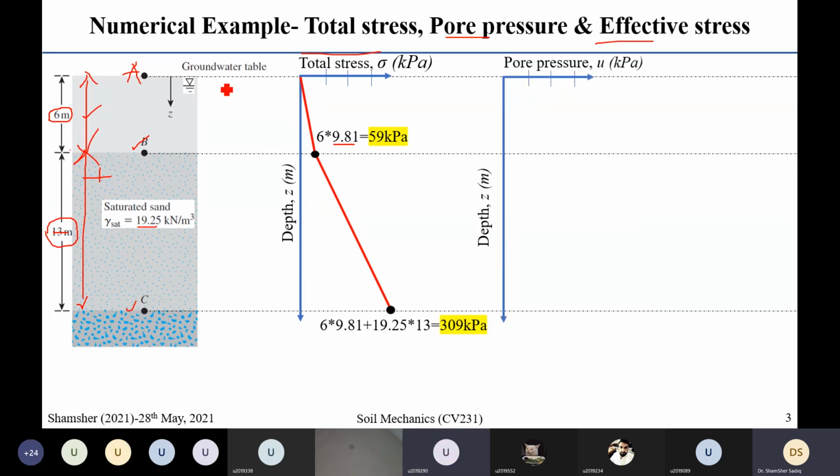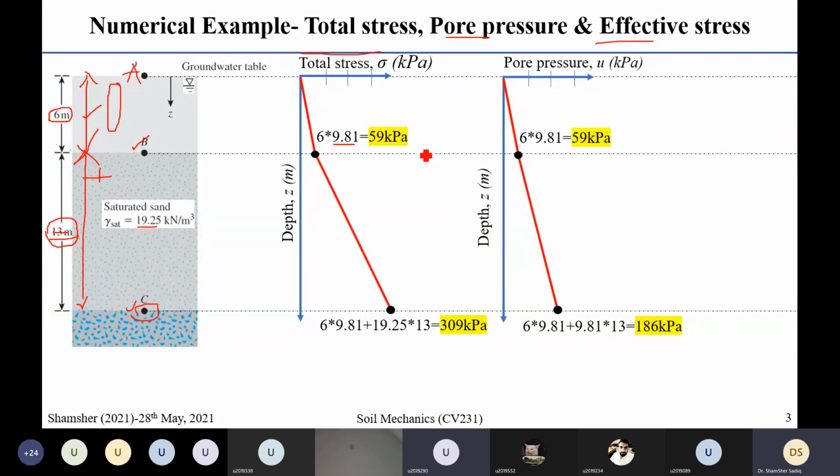So let us calculate the pore water pressure. Pore water pressure at point A will be 0. Pore water pressure at point B will be 6 multiplied by 9.81. And pore water pressure at C, because the voids of this sand are filled with water, will be 13 multiplied by 9.81, plus 6 multiplied by 9.81, because over this point you have this much pore water pressure and this much pore water pressure.